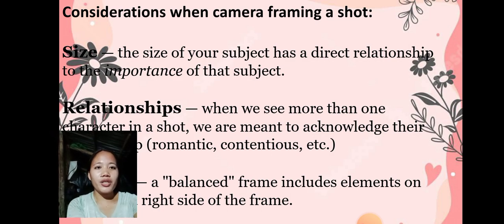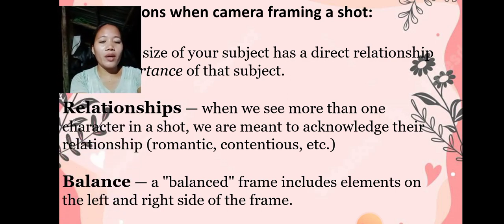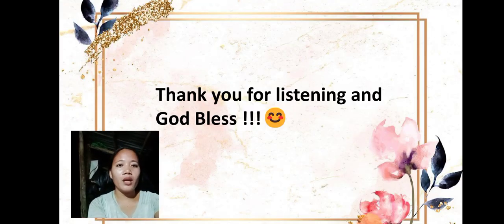These are the considerations when camera framing a shot. First is size. The size of your subject has a direct relationship to the importance of that subject. Second is relationships. When we see more than one character in a shot, we are meant to acknowledge the relationships. It's either romantic, contentious, or etc. Last is the balance. A balanced frame includes elements on the left and right side of the frame. That would be all.